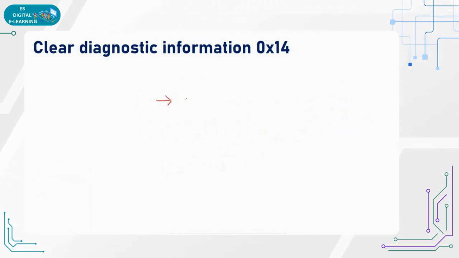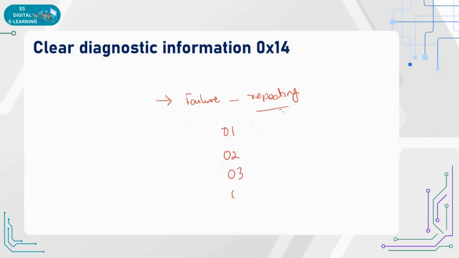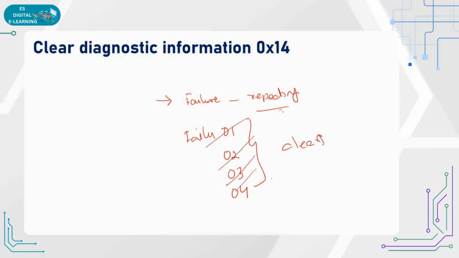Whatever the fault or failure is, that failure is repeating continuously. That repeating failure means the first time it will get like 01, 02, 03, 04 like that. It is the same failure only, but the failure numbers are increasing continuously. I don't want this repetition of failures every time because it is consuming memory. I need to clear this.